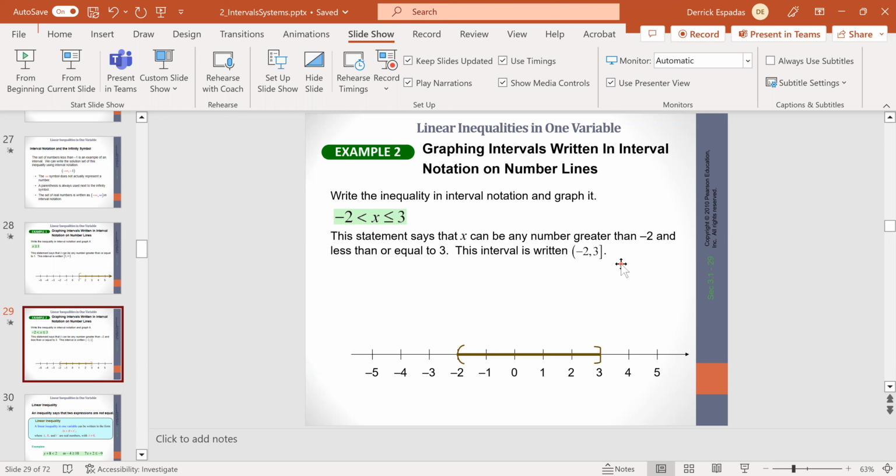But this one could include 3, so then we're going to do a bracket. And if we can see how that represents on the number line, x is essentially any number between -2 and 3, possibly including 3. And when we start working the mathematics of this out, you could pick any one of those numbers and it should work out. But right now, we're just focusing on the language, like how we would say these things.